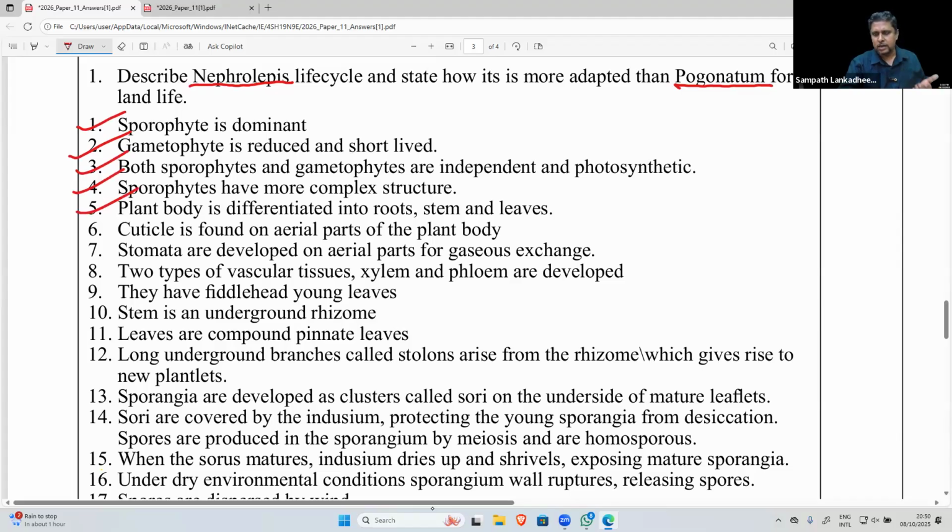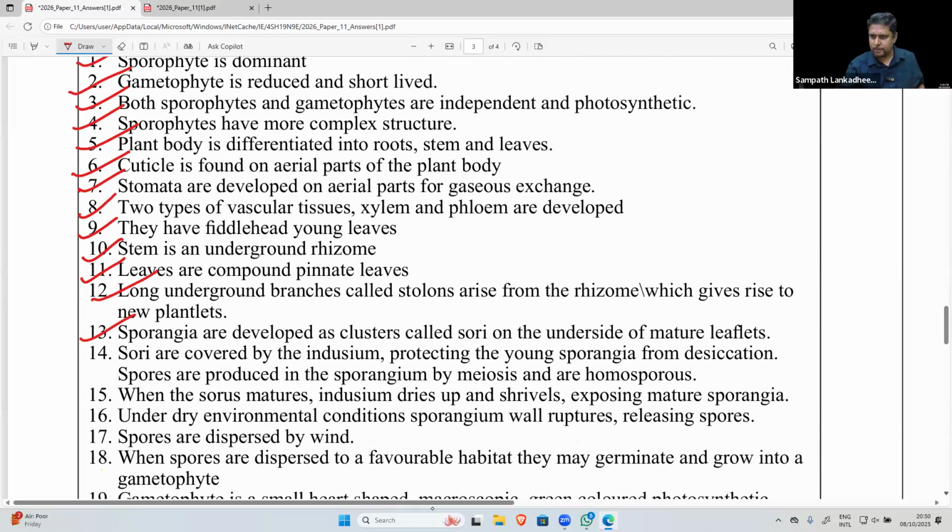The plant body is differentiated into roots, stems and leaves. Cuticle is found in the aerial parts. Stomata are developed on the aerial parts. There are two types of vascular tissues. They have fiddlehead young leaves. The stem is underground. Leaves are compound pinnate. Long underground branches, stolons, are there. Sporangia are developed as clusters called sori.